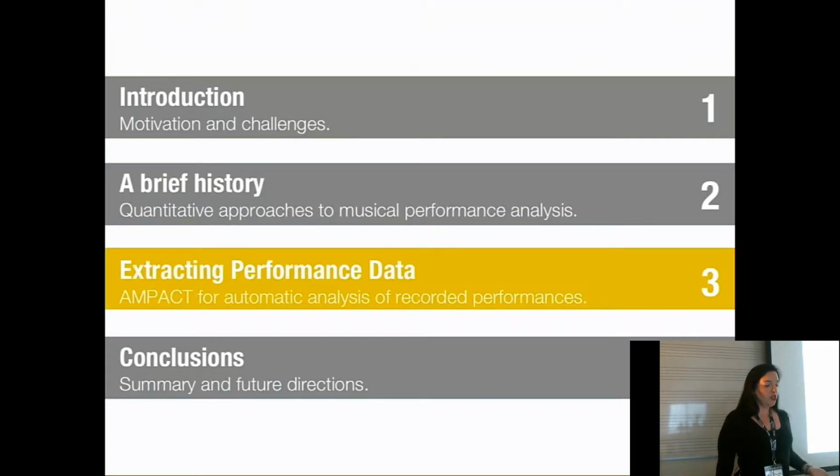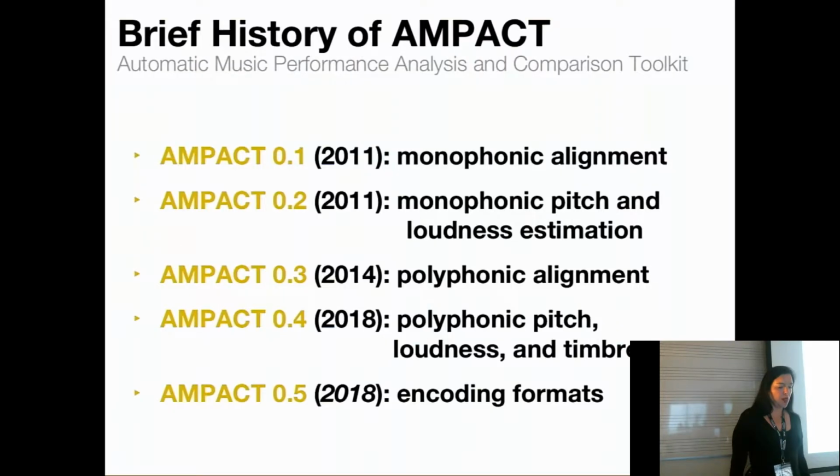So in order to address this, I started to develop tools for doing automatic analysis of recordings that were guided by a musical score. And so the history of AMPACT goes back, I guess now, 7 years. So first I started by doing monophonic alignment, where I developed some tools for very robustly estimating the location of singing notes based on having a MIDI score. And then from there I started to extract monophonic pitch and loudness information from that.